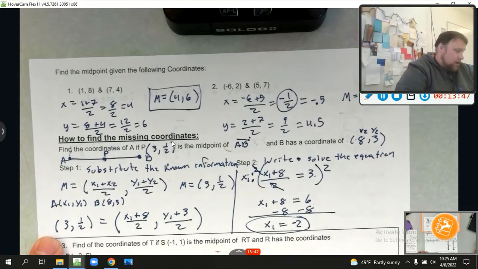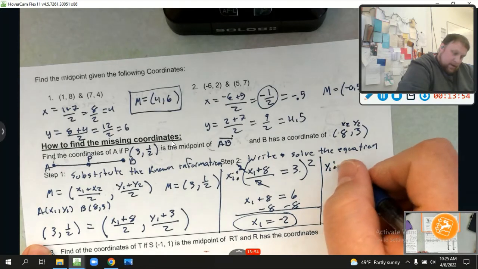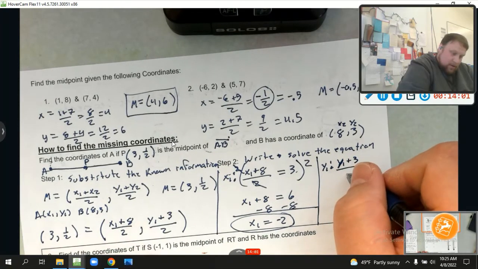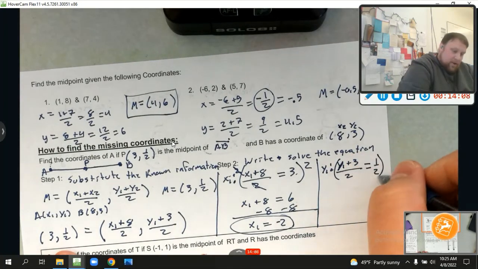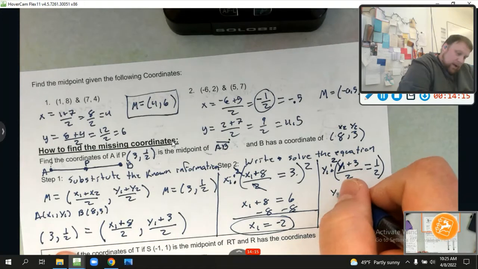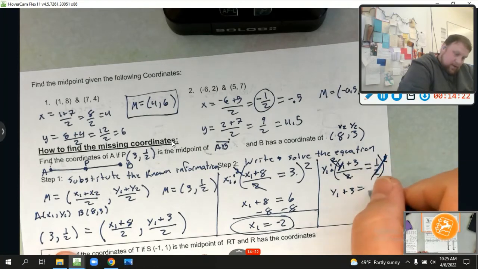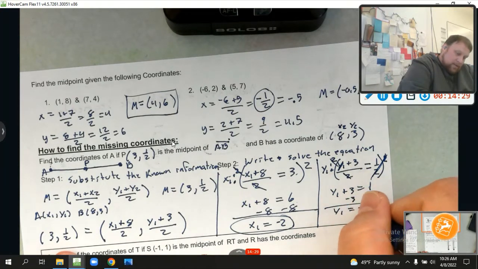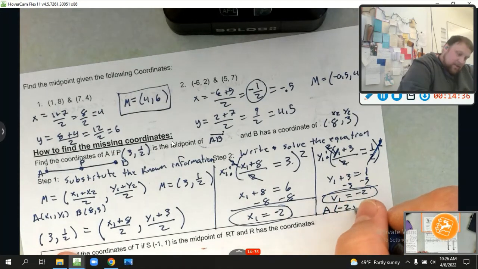That wasn't too bad. Let's try it with a y point. I know that for y1, I'm told right here that y1 plus 3 all over 2 should equal 1/2. So I'm going to do the same thing. You're going to notice this every time, we start by multiplying by 2. And I get that y1 plus 3 equals, now I'm going to multiply by 2 on this side, and this time those are going to cross out, so it just equals 1. And when I subtract 3, I get that my y1 equals negative 2. Look at that. So what is my A point? My A is the point (negative 2, negative 2).